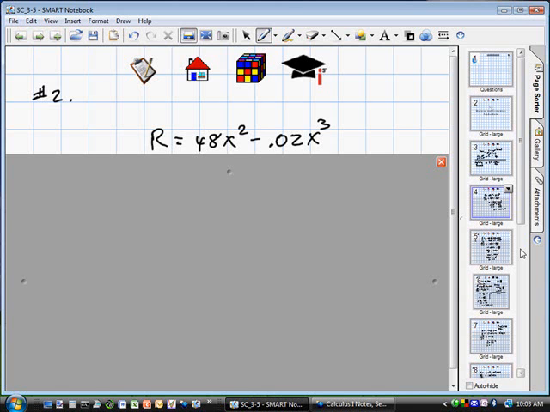It's number 2. Before I show you what I've got underneath that, I'd like you to guide me a little bit. Look at the directions above number 2. This is page 217. It says capital R equals 48x squared minus 0.02x cubed. Find the number of units, x, that produces a maximum revenue R. So we've got an R equation. How can we find maximum revenue?